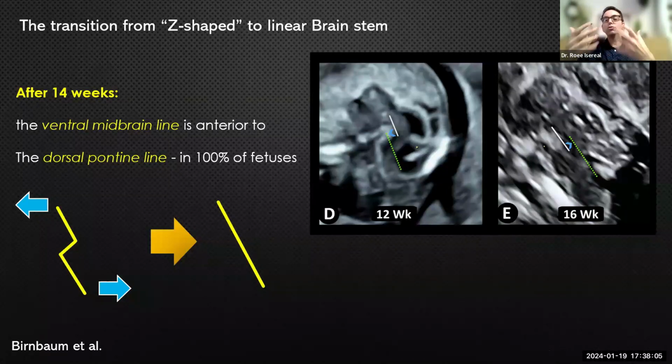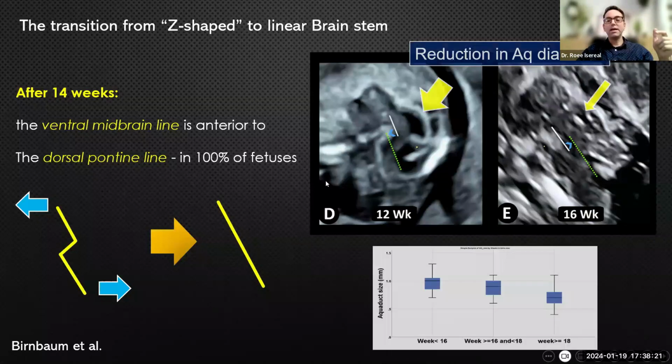What happens due to the development and change of the structures of the pons and the midbrain, these two lines move in two different directions. As a result of that, after 14 weeks, the brainstem becomes more linear and mature, as you're used to seeing it later on in pregnancies. And this happened in 100% of our fetuses after 14 weeks.